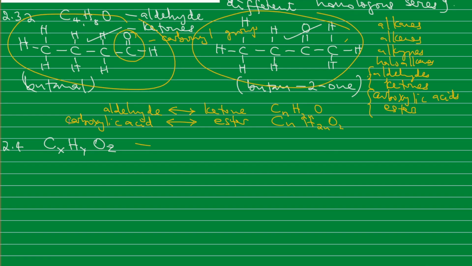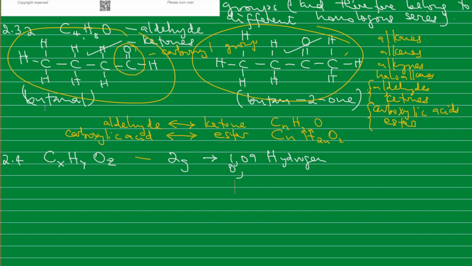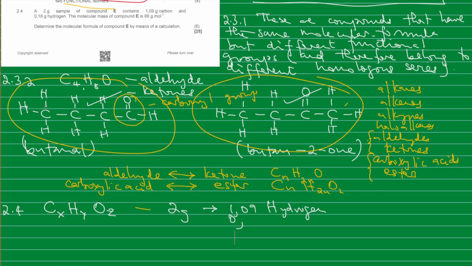Let us jot that down. So I'd say 2 grams. This is made up of what? 1.09 grams of carbon and 0.18 grams of hydrogen. This one is carbon, and this one is hydrogen.